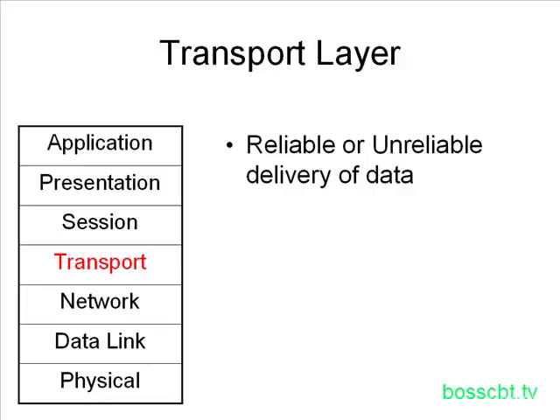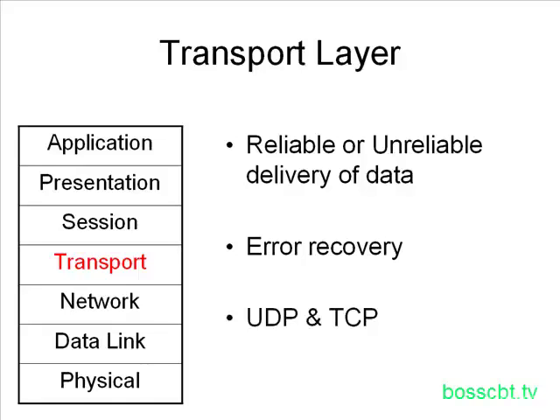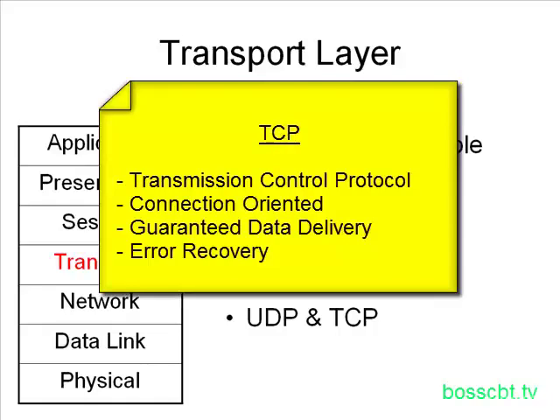This is where we start to get concerned with how data is going to get from one side to the next. We can also talk about error recovery happening at this layer. That leads us into the conversation of UDP and TCP. These are the two main protocols that are found at the transport layer. And just a quick overview, TCP is considered a connection-oriented protocol. It is concerned with the guaranteed or reliable delivery of data, and it also performs error recovery.